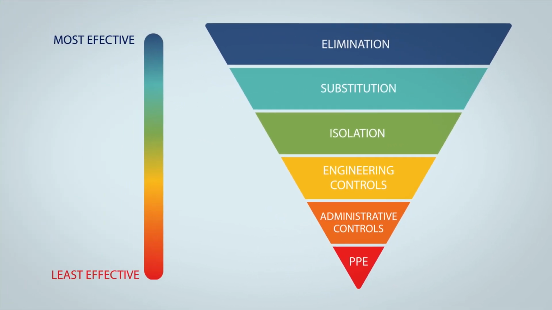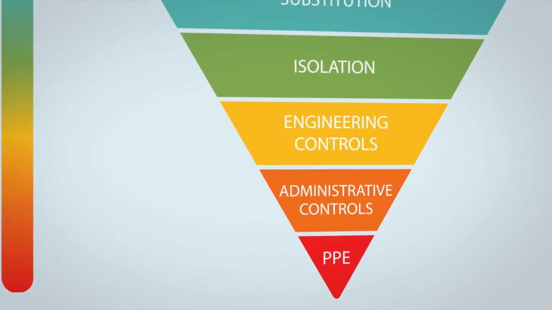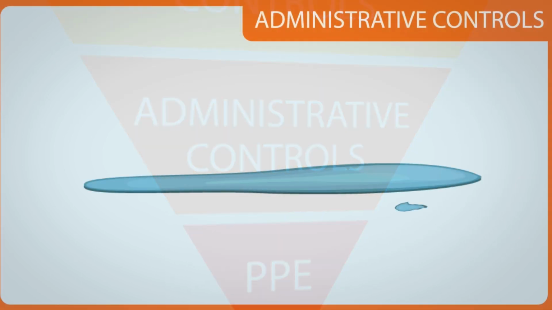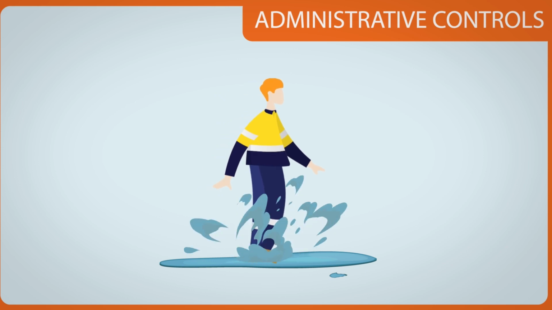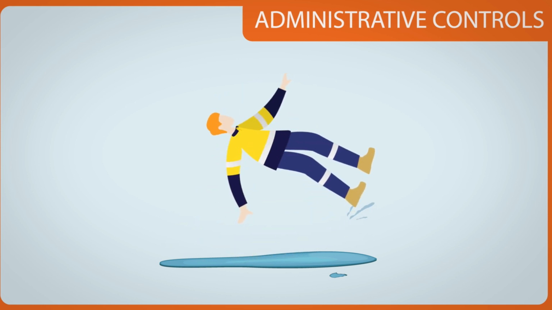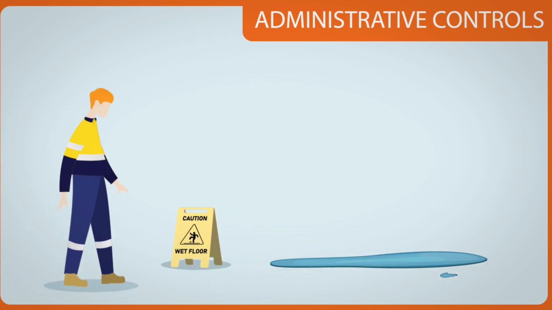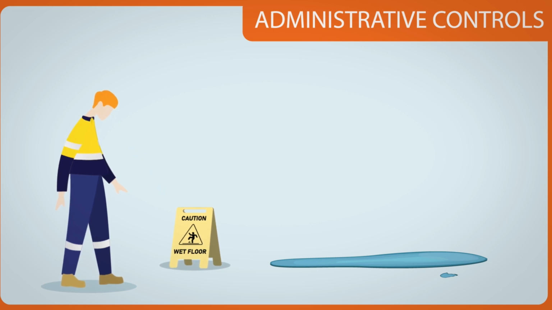If other control methods are not viable, administrative controls are applied. Administrative controls are work methods or procedures designed to minimize exposure to a hazard. For example, signs warn people of a wet floor to minimize slips, trips and falls.